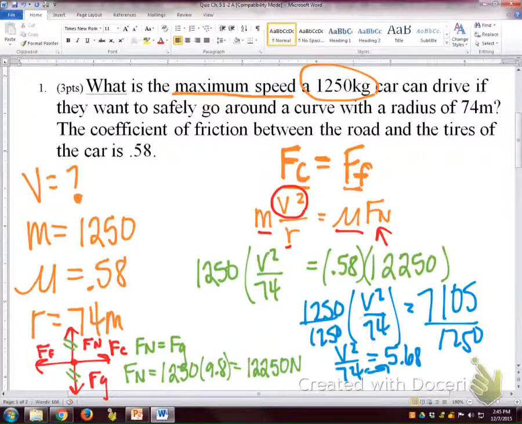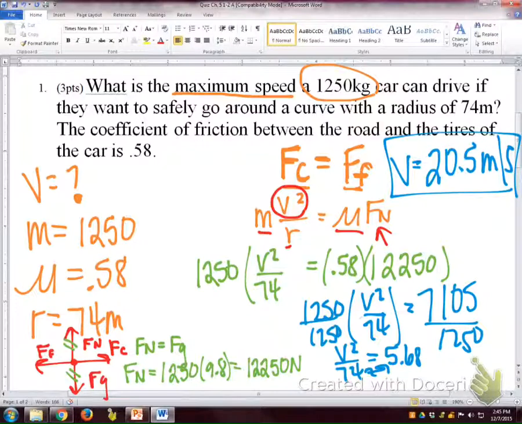Now I'm going to multiply these two together, and then I'm going to square root that answer. So I get about 420, and when I square root that, that gives me a velocity of 20.5 meters per second. Okay, so that means the maximum speed I can go around this curve without slipping and sliding off of the curve is a velocity of 20.5 meters per second.